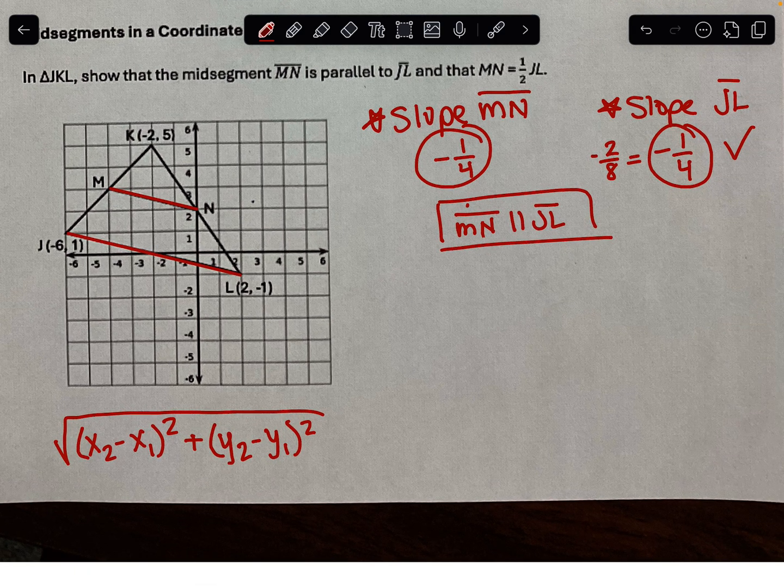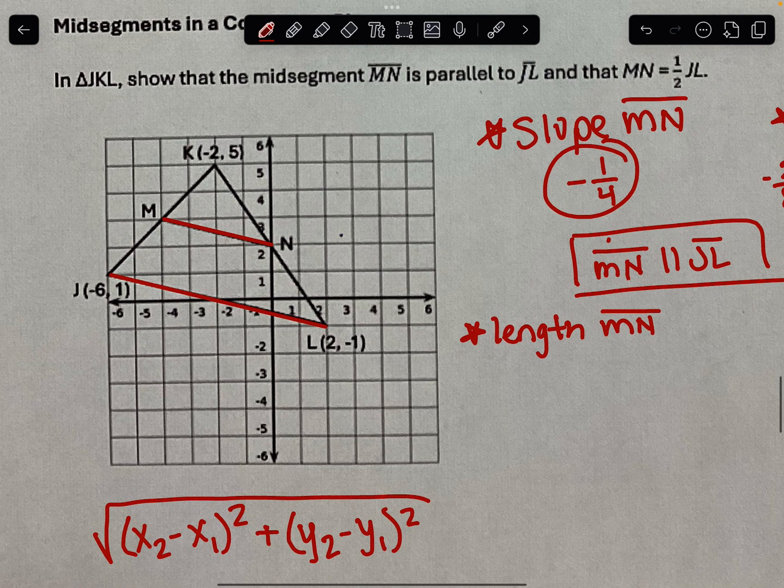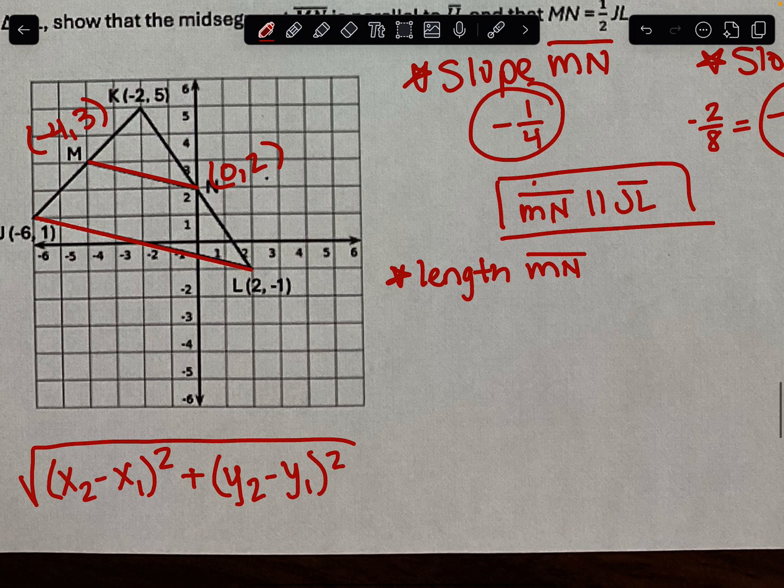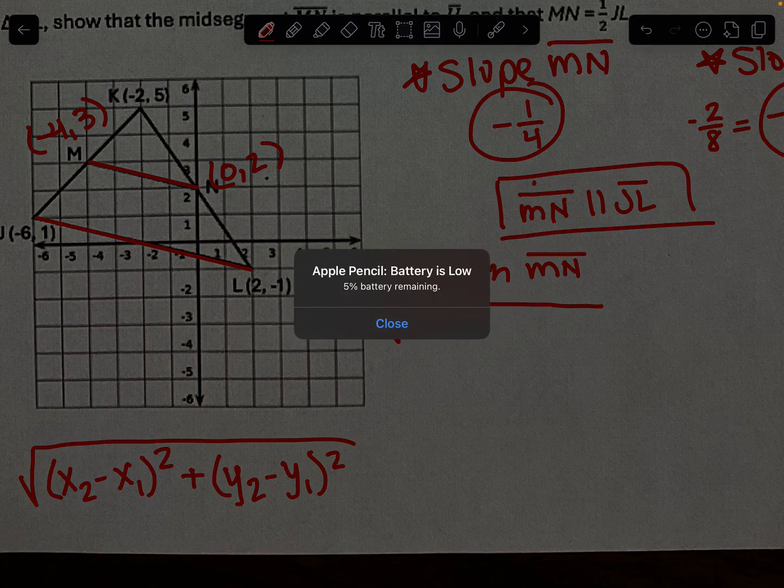So let's first do the length of MN. Now, what I might do is write the ordered pairs for M and N up here. So I would probably go write those first. So N is at 0, 2. What's M located at? Negative 4, 3. That way we just have those points to reference when we start plugging in. Okay, it doesn't matter which one you start with.